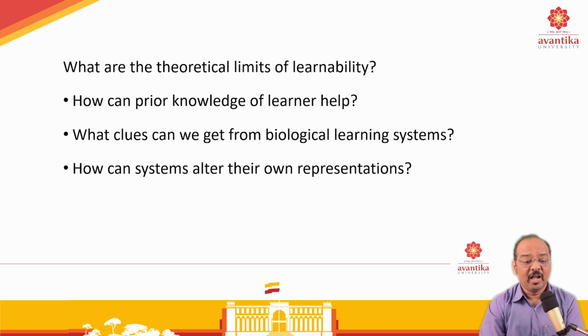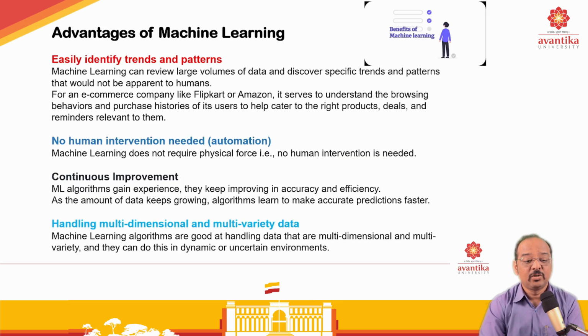Another thing is that we can have the prior knowledge of the learner help. We need to check the training. We need to see the clues we get from, say, biological learning systems. How can a system alter its own representation is one of the important questions machine learning is definitely facing. Learnability has some theoretical aspects in that true sense.